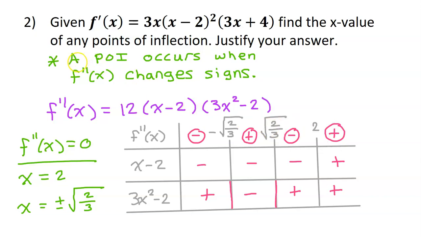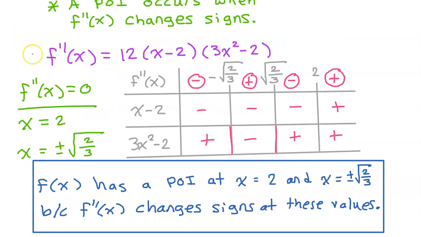So remember, a point of inflection occurs when f double prime changes signs. So each of these 3 values represents the location of a point of inflection because f double prime changes signs again, and changes signs again. Let's write it up. We say f of x has a point of inflection at x equals 2 and x equals plus or minus the square root of 2/3 because f double prime changes signs at these values.